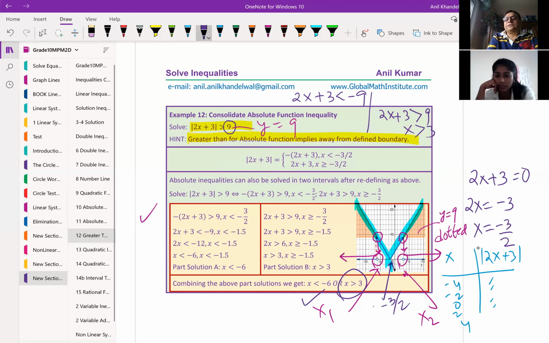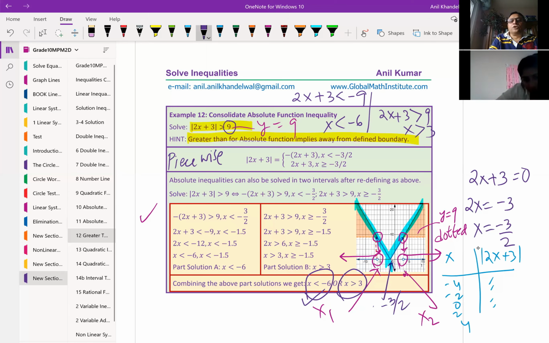And for this one, take 3 to the other side, minus 12, divide by 2, minus 6. So x is less than minus 6. So you get the other answer, x less than minus 6. So very easily with one function, method 1 works. But this is a simple example to teach you the method which is complicated. So what we are going to do is redefine it as a piecewise function. The absolute value of 2x plus 3 is equal to negative of 2x plus 3 when x is towards the left side of that vertex, which is at minus 3 by 2.